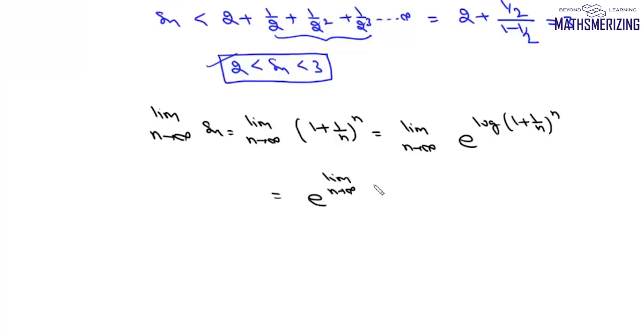n tends to infinite log(1 plus 1 by n) upon 1 by n. Now this is a standard limit, log(1 plus x) upon x, which is 1. So the limit point of the sequence is e, whose value is 2.7 something, which lies between 2 and 3.